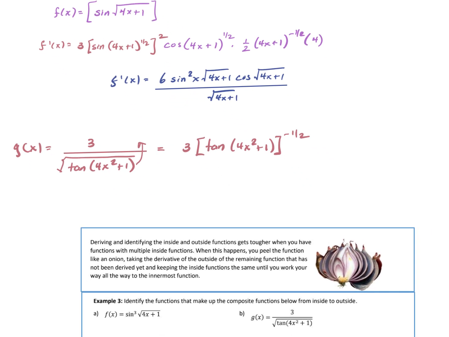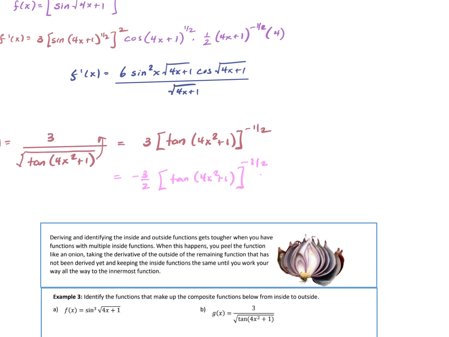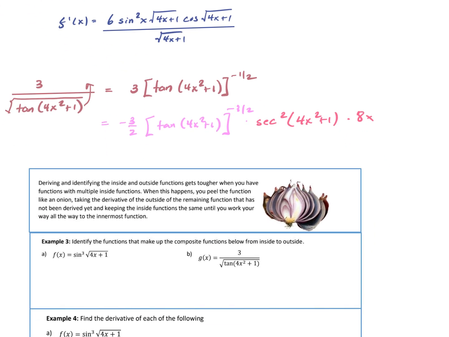All right, so let's start with, again, the power rule. So it's going to be negative 3/2. Rewrite the inner piece. So tangent of 4x squared plus 1. Lower the power by 1, so it's negative 3/2. Derivative of the inside. Now I'm going to start with tangent. Derivative of tangent is secant squared. So we get secant squared of 4x squared plus 1 times derivative of the inside, which is 8x. Okay, that's our answer. Our final answer, I believe, is negative 12.